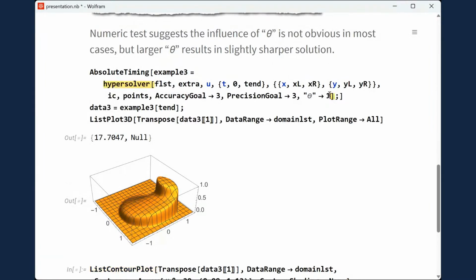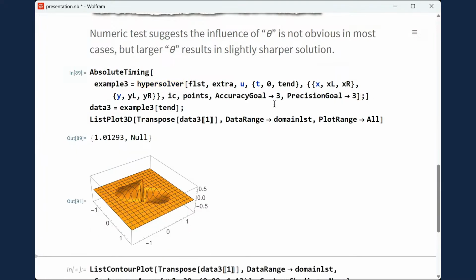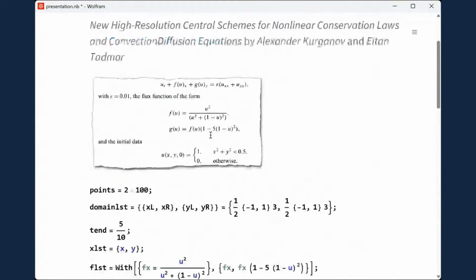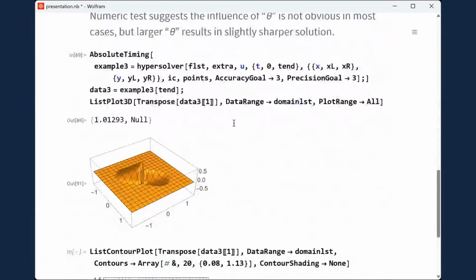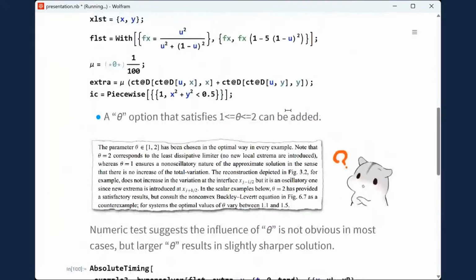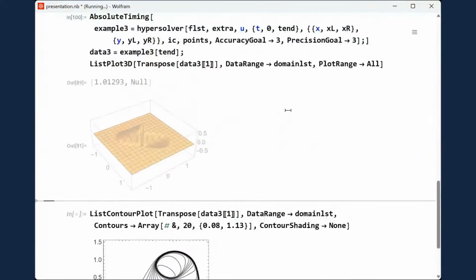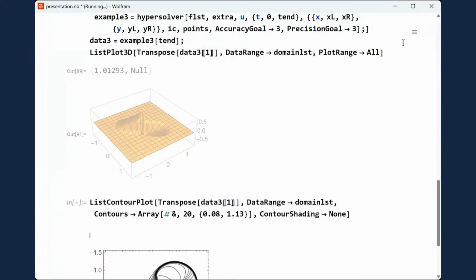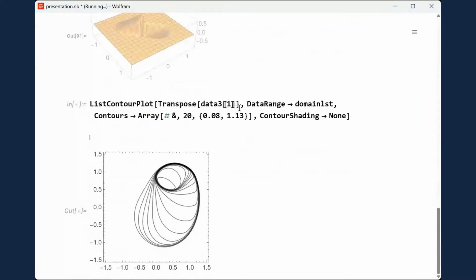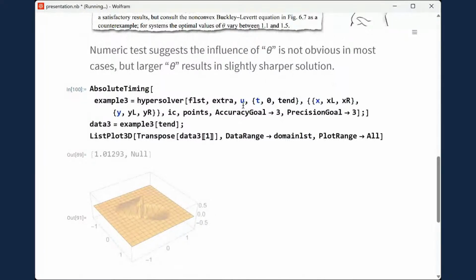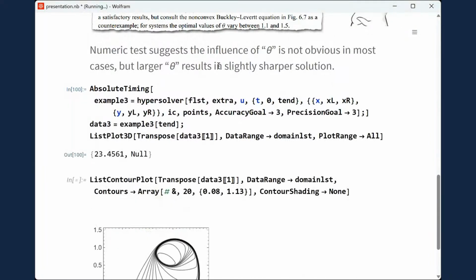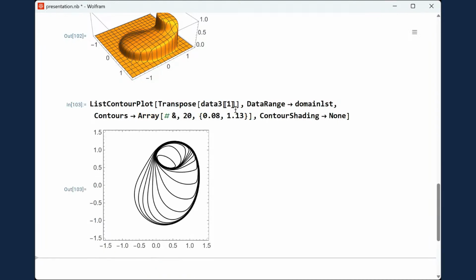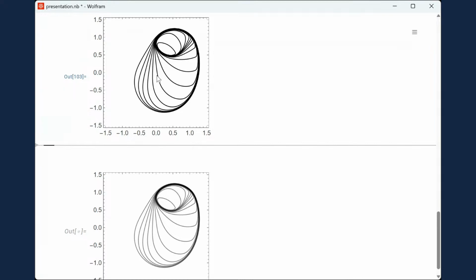If we don't set the set value to 1, let's see what will happen. You can see the difference.